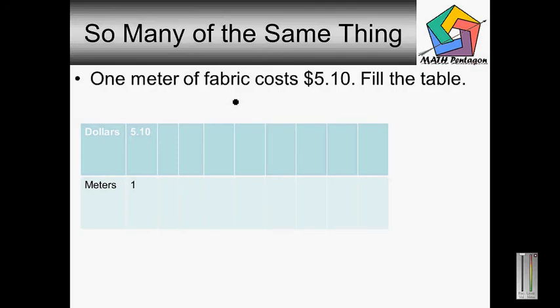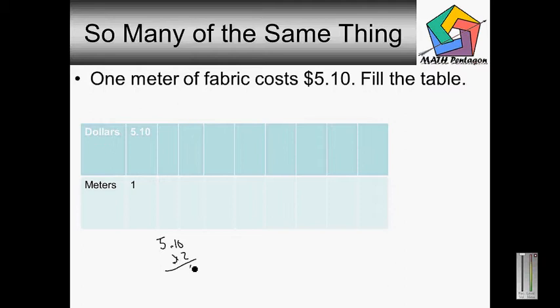So we have 1 meter of a fabric costs $5.10. Fill in the table. So $5.10 equals 1 meter. How much is 2 meters going to be? 2 meters of fabric is going to cost... So what we do is just $5.10 times 2 to figure that out.